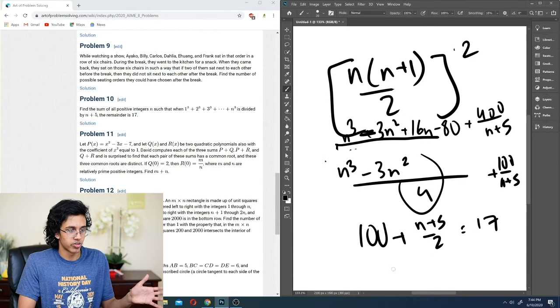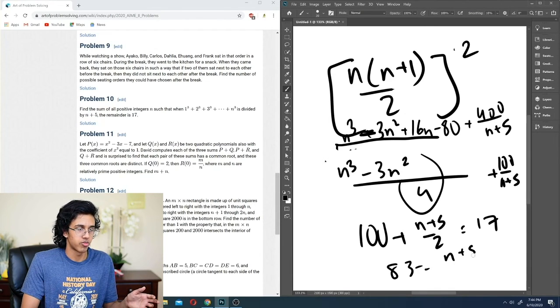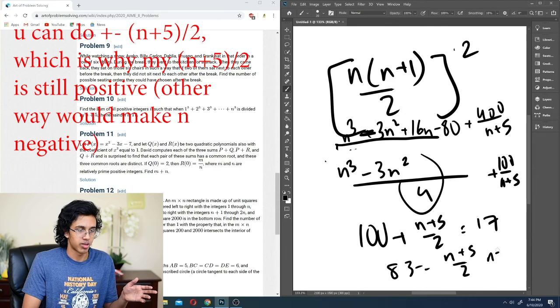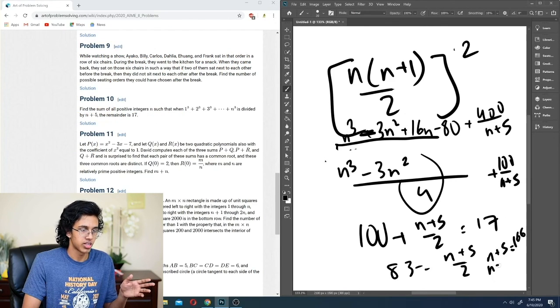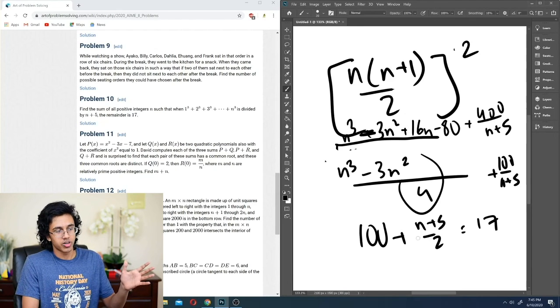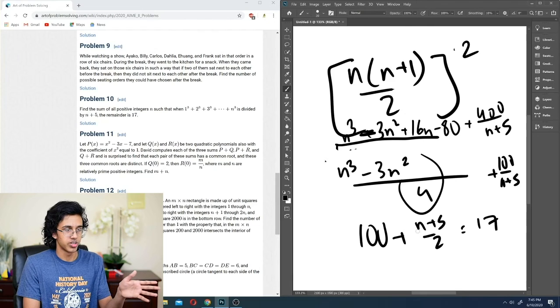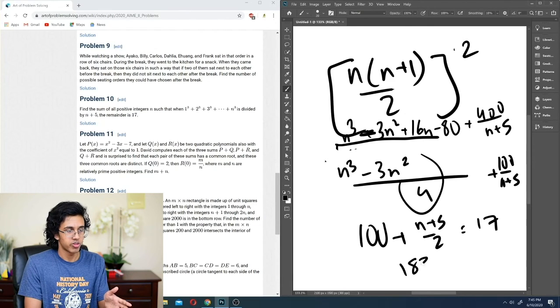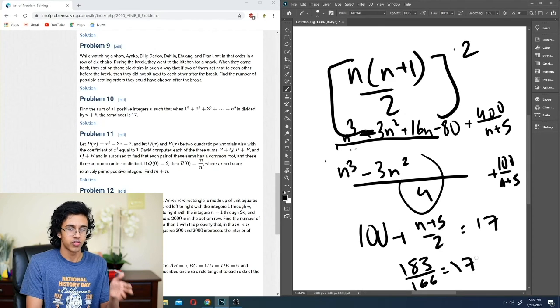You could move this over here, you get 83 is equal to n plus 5 over 2. You multiply by that, you get n plus 5 is equal to 166, and that means that n is equal to 161. And we can check it, right? Because if we plug this in here, we get that this right here is going to be 83, so you get 183, and if we mod that by 166, you get 17. So very cool, we did it.